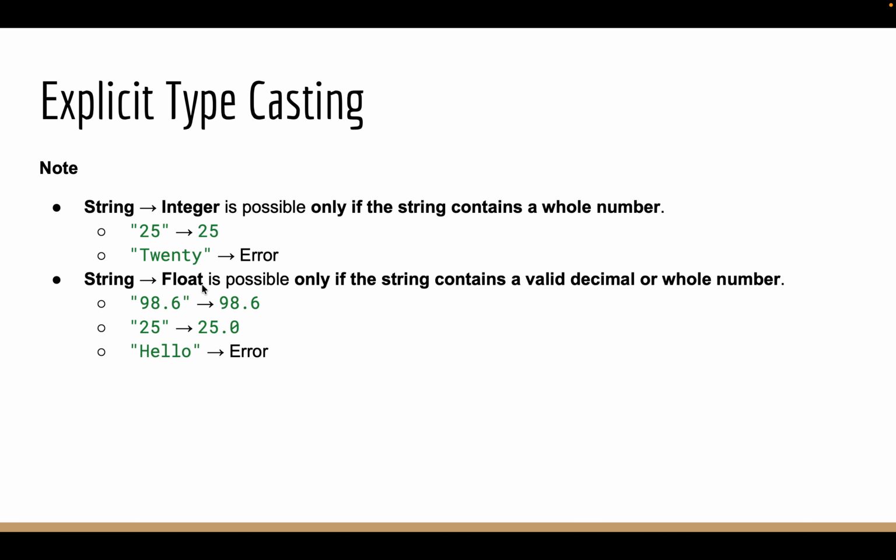In the same way, string to float is possible only if the string contains a valid decimal or whole number. In the first example, we can see 98.6, which is a decimal number which we will be able to convert to float, and it will display 98.6, and 25 is a whole number which, when converting to a float using the float() function, we will get 25.0. But when we are trying to convert a non-numeric string using the float() function, it is not possible. Thus, during execution, we will get an error.